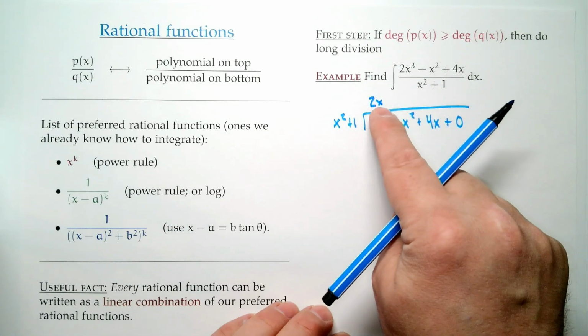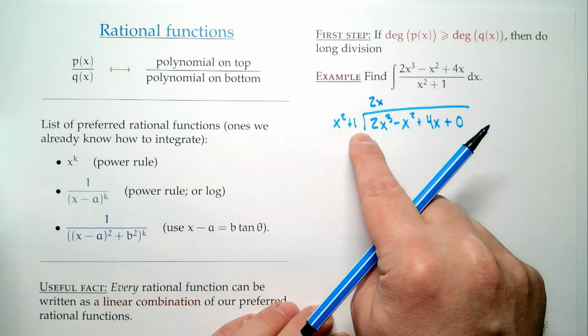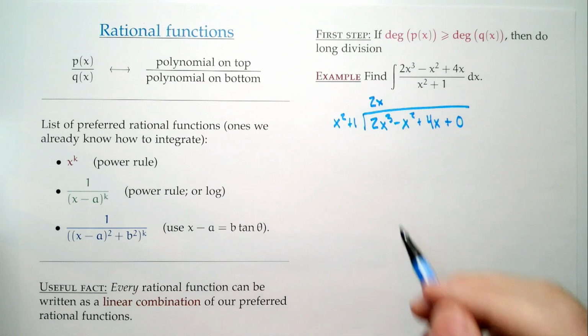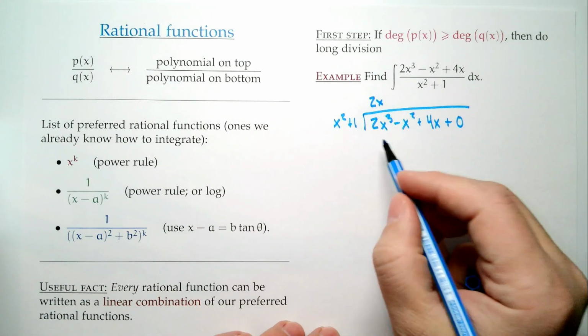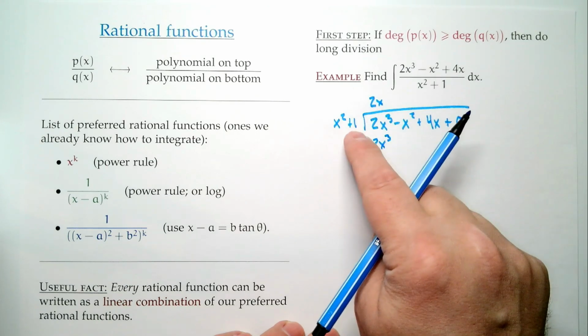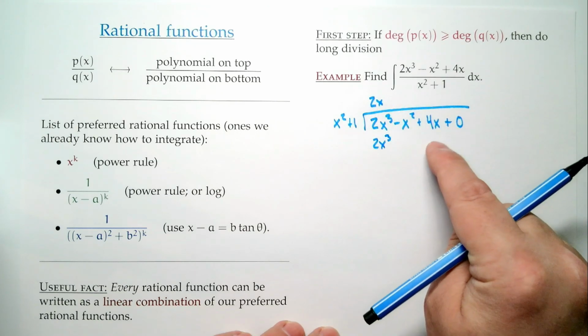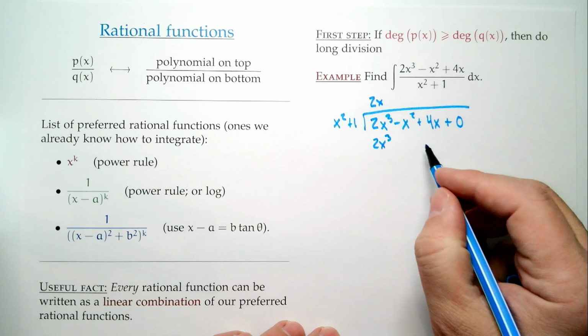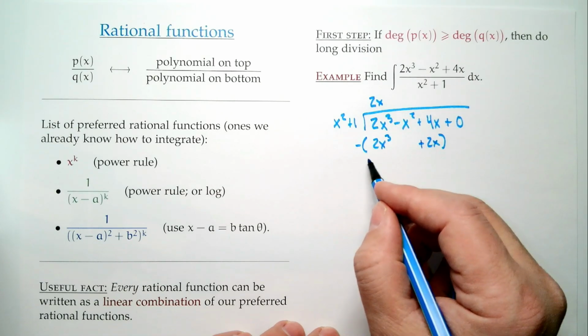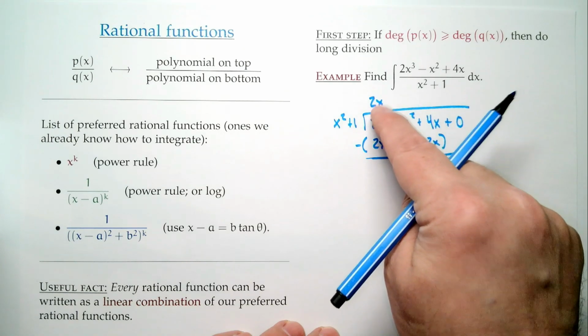Now you're going to take this 2x and multiply it by the whole expression. So we used the highest power to figure out what we need, and now we're going to update and see where we're at. So 2x times x squared is 2x cubed because we chose it that way. 2x times 1 is 2x, and I'm going to put it underneath the x term. So plus 2x.